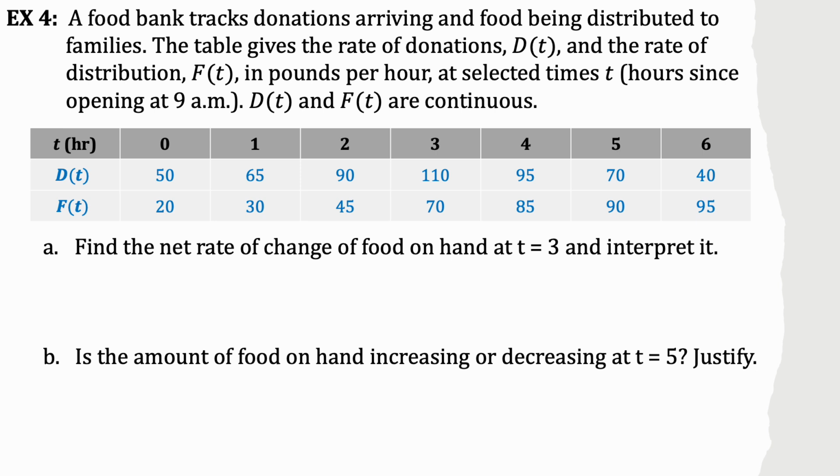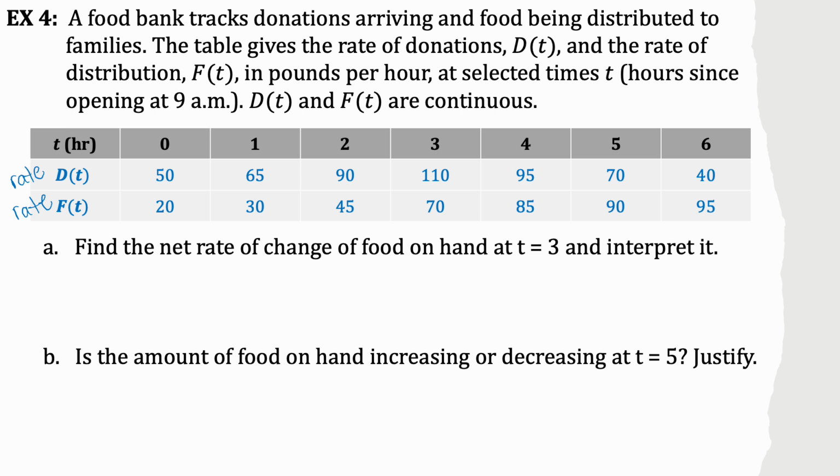We can also look at these problems with a table. A food bank tracks donations arriving and food being distributed to families. The table below gives the rate of donations, D of T, and the rate of distribution, F of T, which is also a rate. Maybe just make a note of that so you know whether you're working with a position function or a derivative. The rate of distribution, F of T, is in pounds per hour at selected times T, so we're working with hours again. D of T and F of T are both continuous.